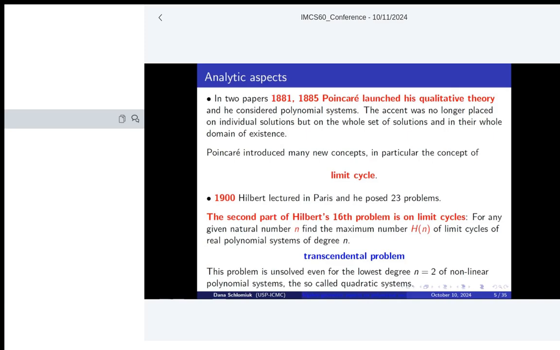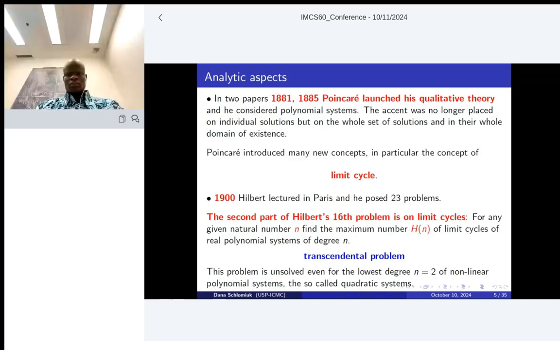Poincaré introduced many concepts, and in particular the concept of limit cycle. Well, of course, this is an essentially analytic notion. It is the limit of the surrounding solutions. And about limit cycles, in 1900, in Hilbert's lecture in Paris, he proposed a problem, namely the second part of his 16th problem, which is on these systems, and which asks for finding, for every n, the maximum number, h of n, of limit cycles for the real polynomial differential systems. And this is an essentially transcendental problem. This problem is still unsolved even for the lowest degree, n equal to 2.